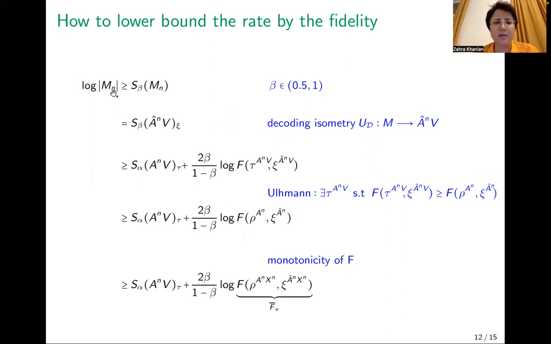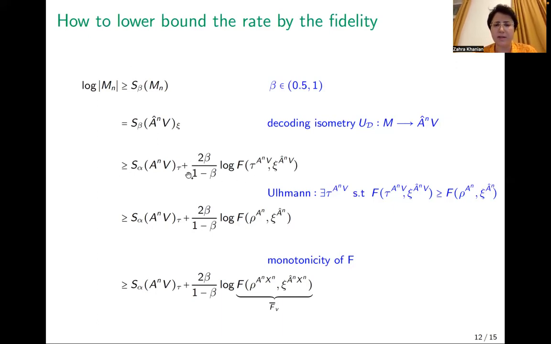The log of the dimension of system M_N, if we take one over N of it, is going to be the rate of the compression. We have this quantity here. We know that it is bounded below by the Rényi entropy, and I assume that this beta is between 1/2 and 1 in order to use the Van Dam and Hayden lemma. Then, using just the definition of the decoding isometry, we know that the compressed information is processed by the decoder. If I define the decoding as the Stinespring dilation of the operation D, then M is going to be mapped to some system A-hat^N, which is some guess or reconstructed version of the source, together with some environment system, which appears here.